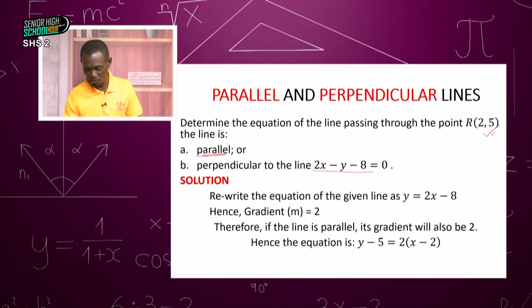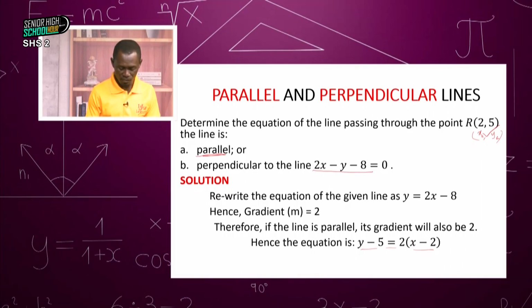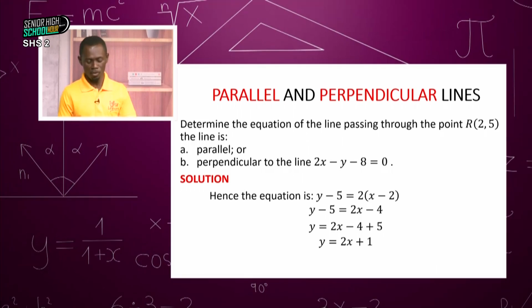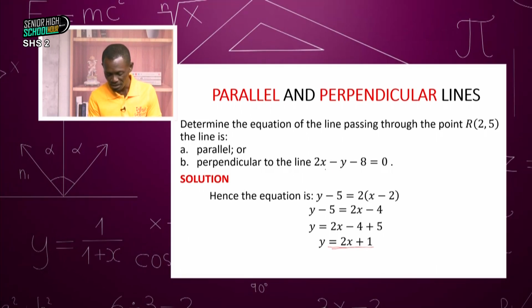So this is my ya, xa. So I put them here. And if I resolve them carefully, I would have this. And my final answer is y equals 2x plus 1. In other words, this line is parallel to this, but it passes through the point (2, 5).